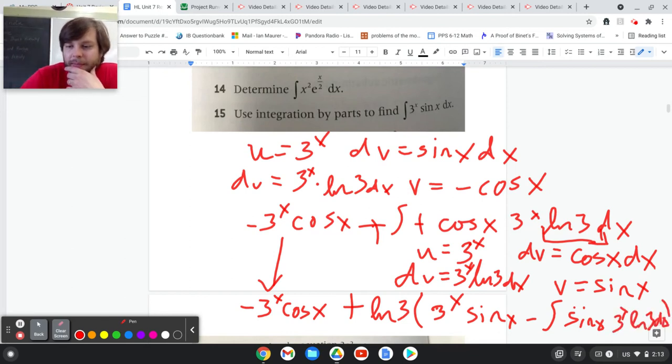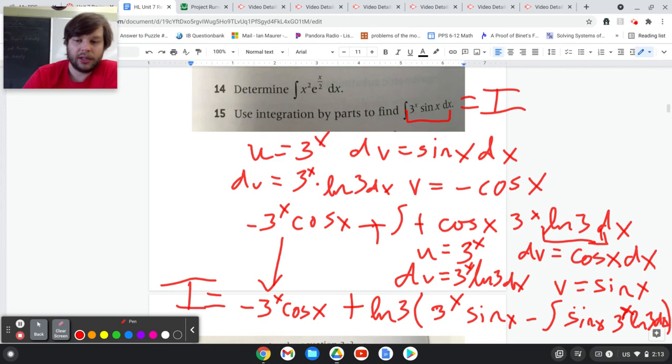Okay, that's fun. Now what I hope you notice is that we got back the original integrand down here. We got back the original integrand down there. There's a sine of x and a 3 to the x. So what I typically do is I call the original integrand the letter I. And then we have I equals a bunch of junk. And over here in the bottom right corner of the screen, we have I showing up one more time.